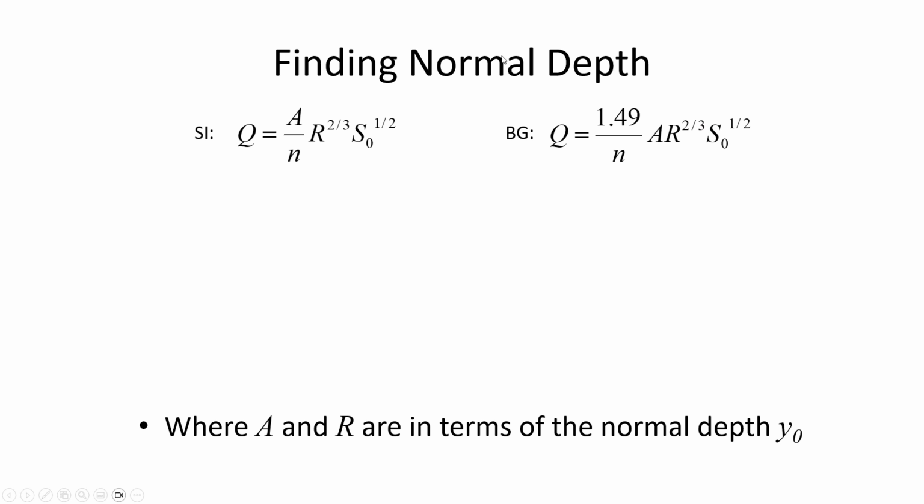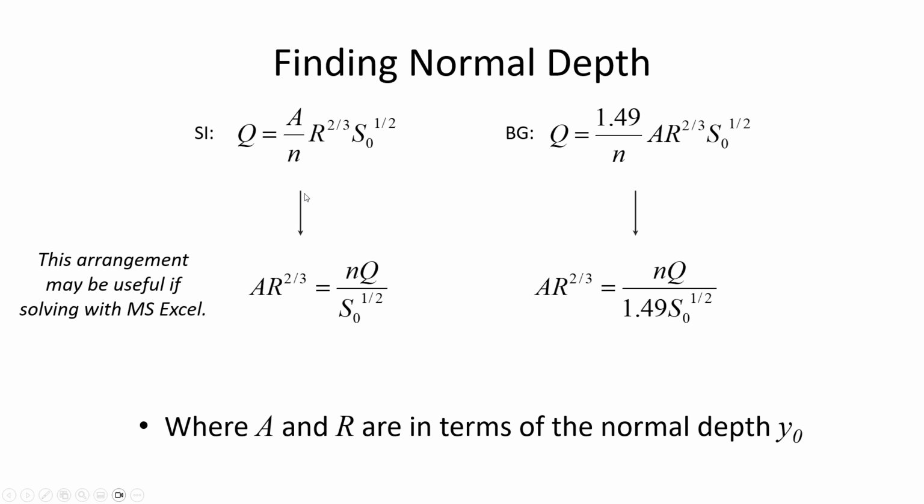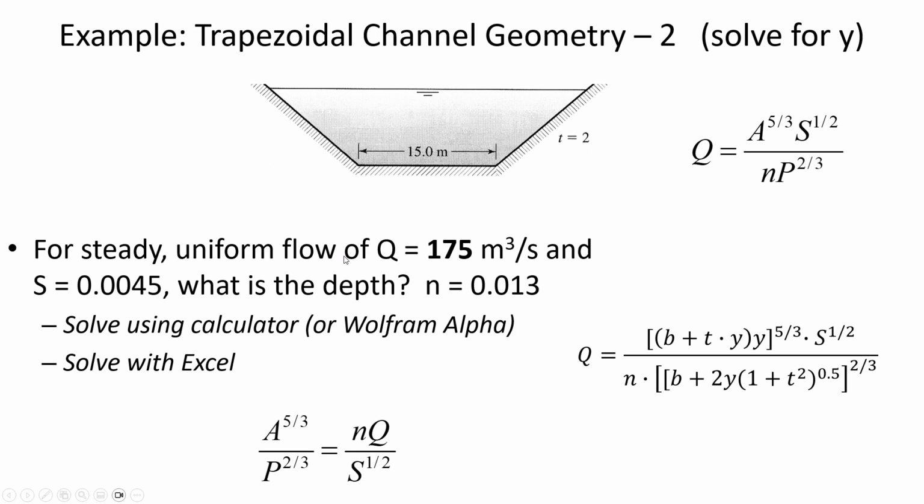Remember that in traditional units, we have this coefficient in front of it, 1.49, that we don't have for the SI units in Manning's equation. And if you rearrange that so that you put what's known on the right-hand side of the equation and everything that's unknown on the left-hand side, that can be an effective way to find the depth when you've got a certain roughness, a certain flow rate and slope, and you're just trying to find out what's the depth, because the unknown y would be on the left-hand side of the equation.